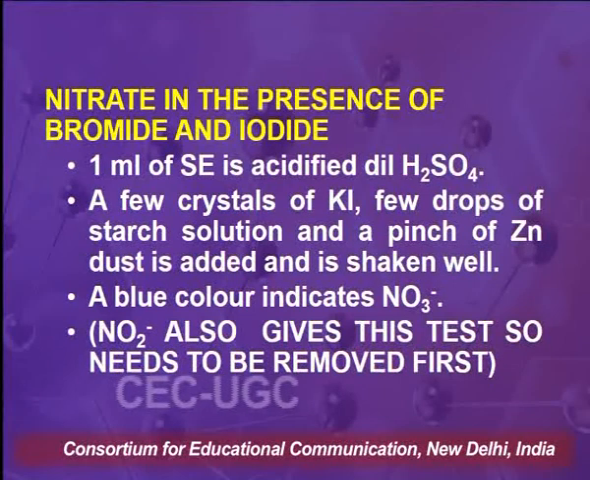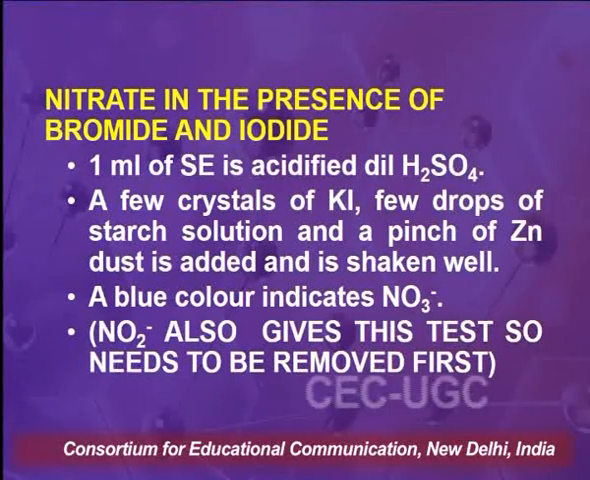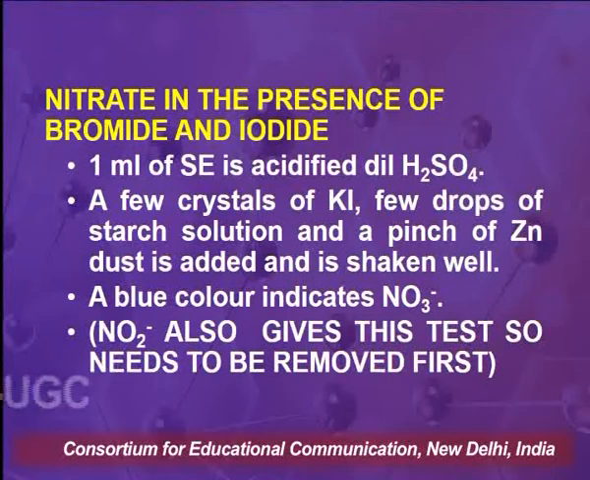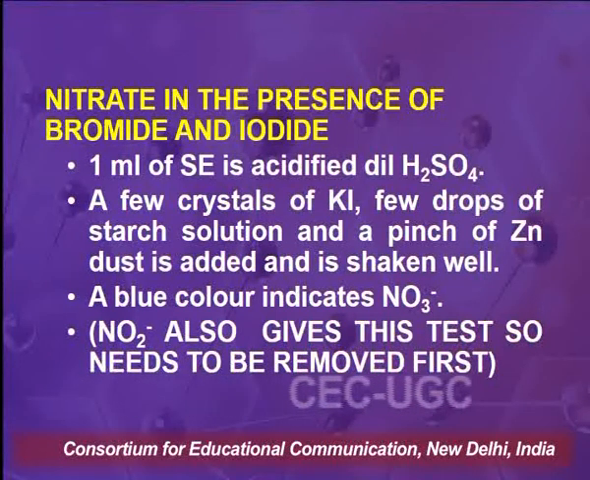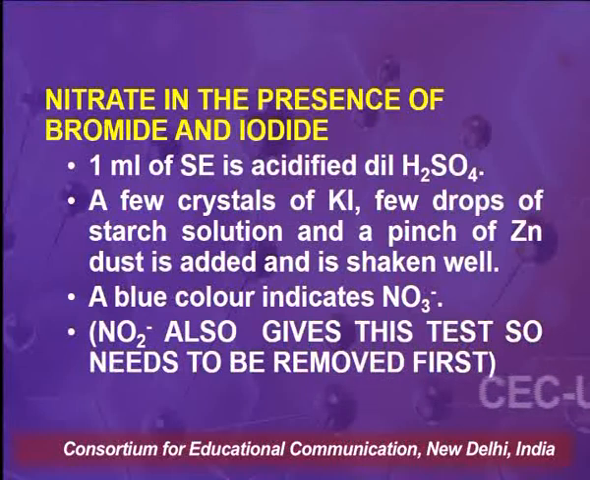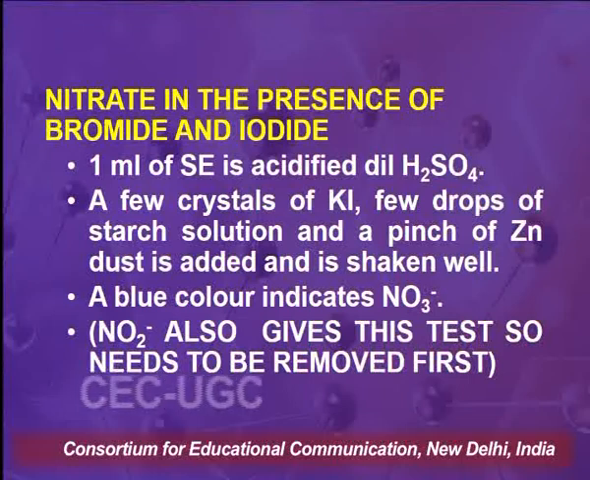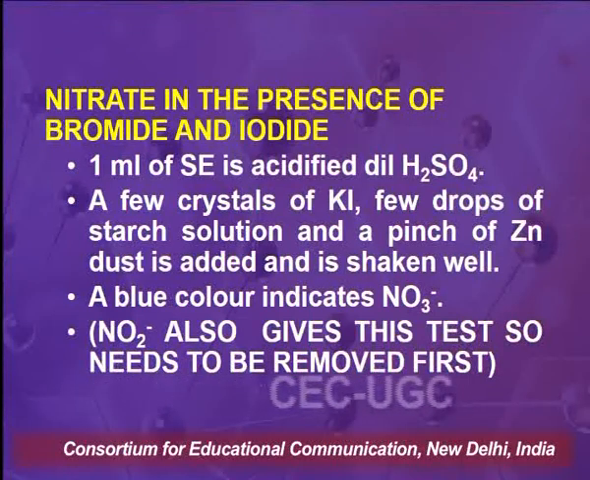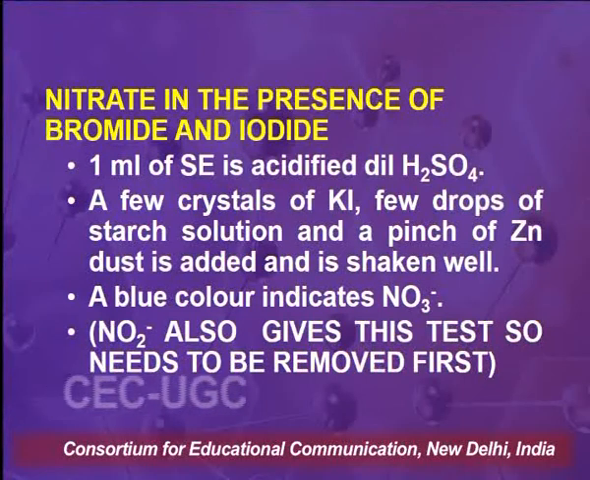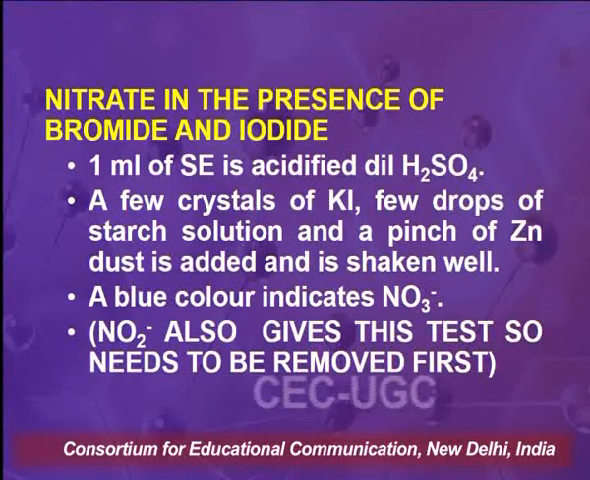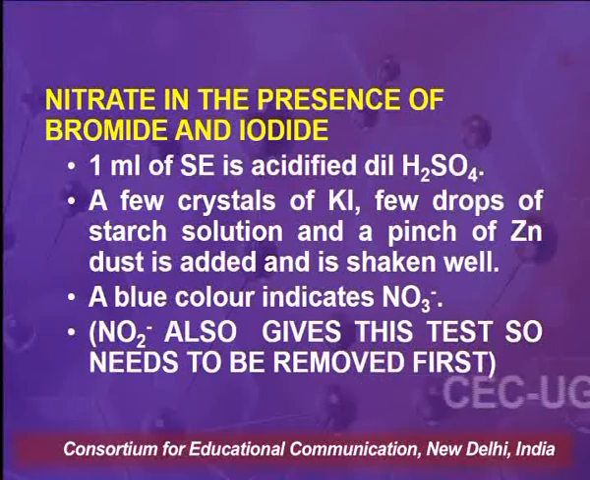Coming to the next set, that is nitrate ions in presence of bromide and iodide ions. Now, how do nitrate ions interfere in the presence of bromide and iodide ions? Bromide and iodide both produce colored fumes along with concentrated sulfuric acid, and nitrate also produces brown colored fumes in the concentrated sulfuric acid test. So, nitrate tends to interfere in the test of bromide and iodide.